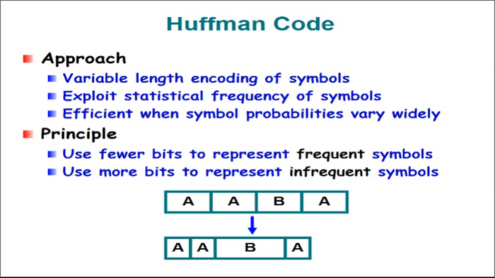Actually, it means the symbols will not be encoded with the same number of bits. It depends on the statistical information of the symbol. That means if a symbol occurs more frequently, the code associated with that will be of lower length, and hence this is efficient when symbol probabilities vary widely. So the principle here is, use fewer bits to represent frequent symbols and use more bits to represent infrequent symbols.